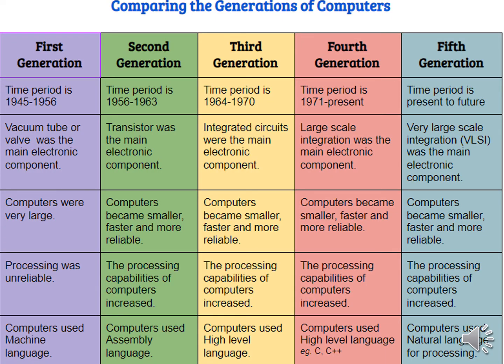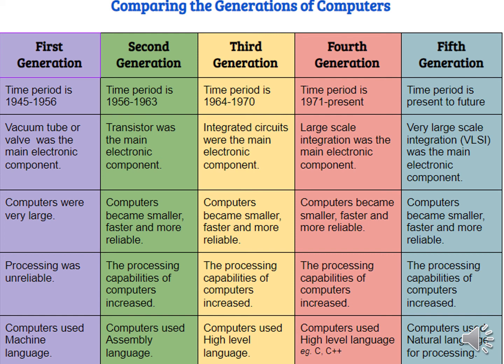Computers are further categorized into generations. At present, there are 5 generations of computers, namely first generation, second generation, third generation, fourth generation, and fifth generation. The time period for the first generation of computers was 1945 to 1956. Vacuum tube or valve was the main electronic component. Computers back then were very large, processing was unreliable, and computers used machine language.